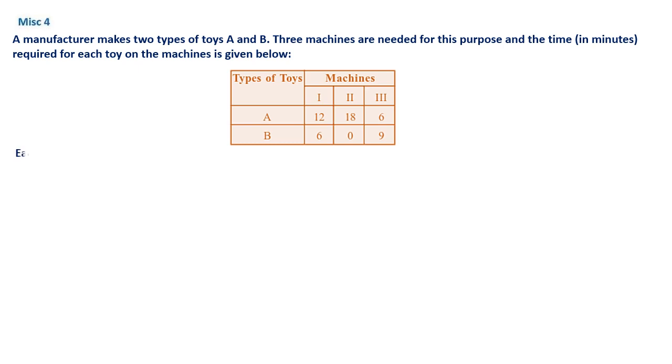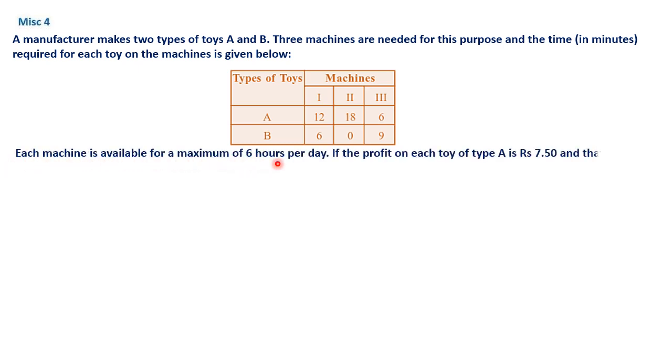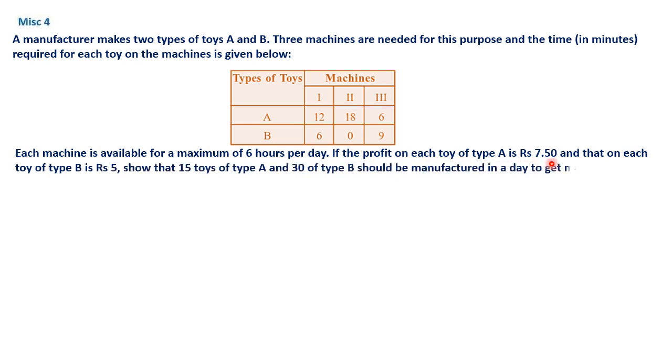So we have to go through the question. Each machine is available for a maximum of 6 hours per day. If the profit on each toy of type A is rupees 7.50 and that on each toy of type B is rupees 5. Show that 15 toys of type A and 30 of type B should be manufactured in a day to get maximum profit.